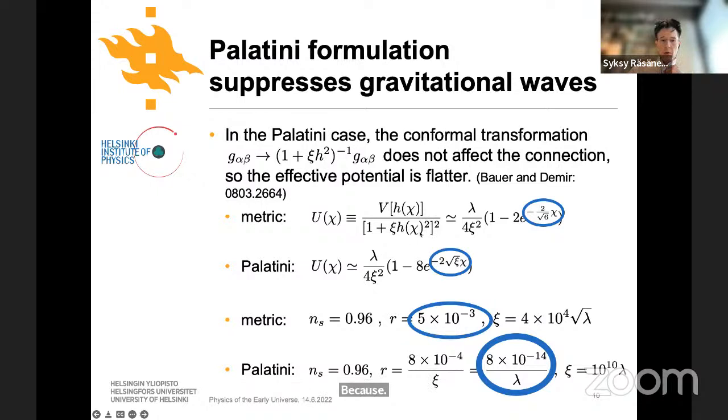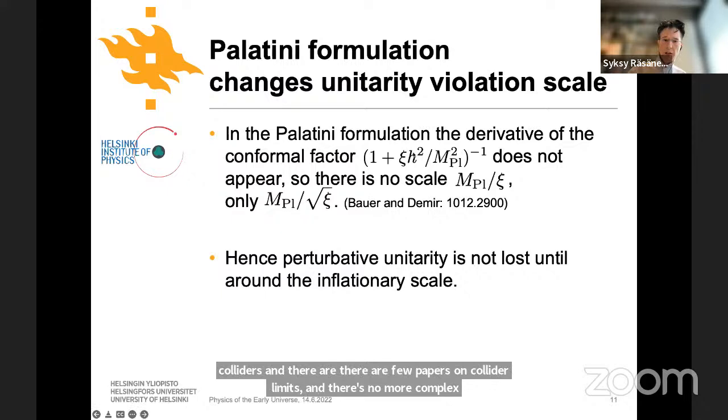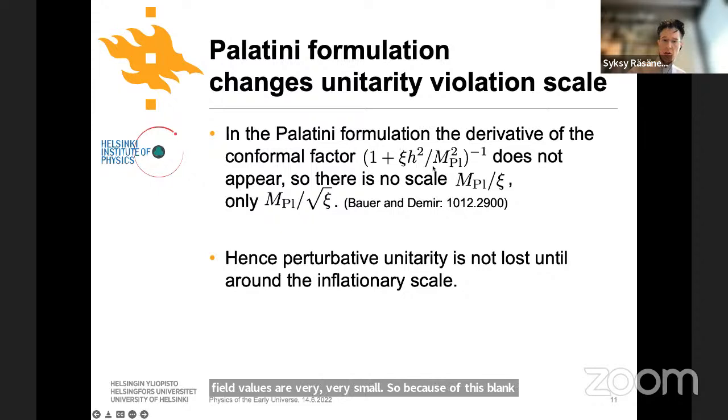Now, as far as particle physics is concerned, if you look at the modifications, they come in terms of non-minimal couplings, with the field divided by the Planck scale squared. These couplings are important during inflation because the Higgs field value is large. But if you look at what's happening today in colliders, and there are a few papers on collider limits on these non-minimal couplings, the limits are extremely weak because today the Higgs field values are very, very small. Because of this Planck scale suppression, these terms are completely negligible, even if Xi is 10 to the 10.